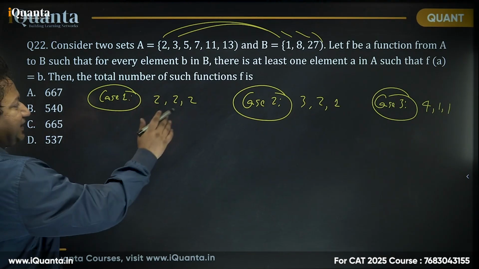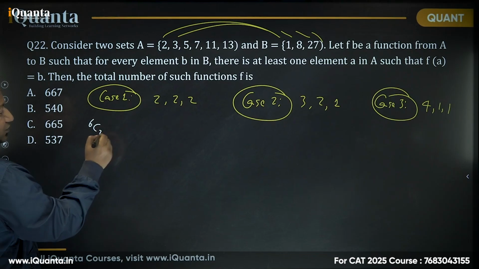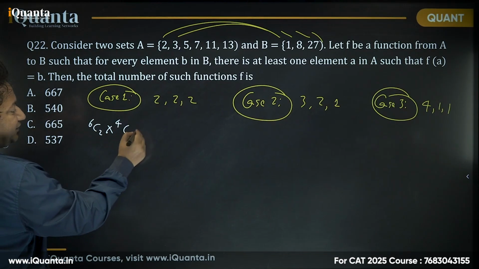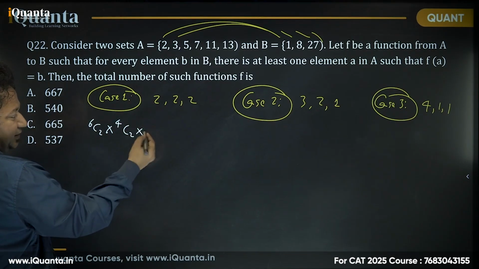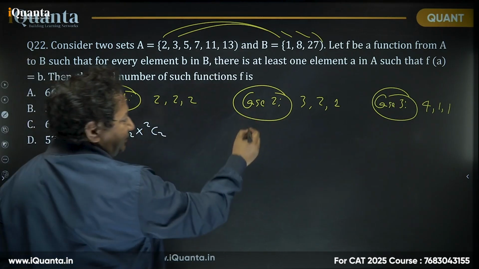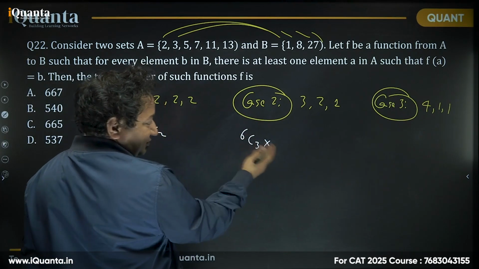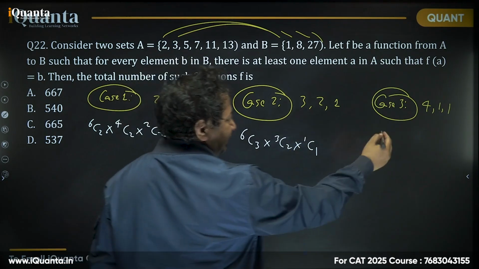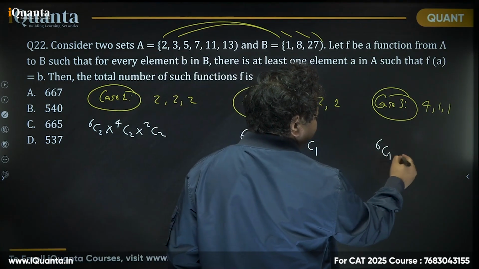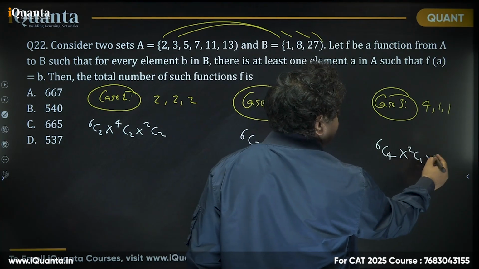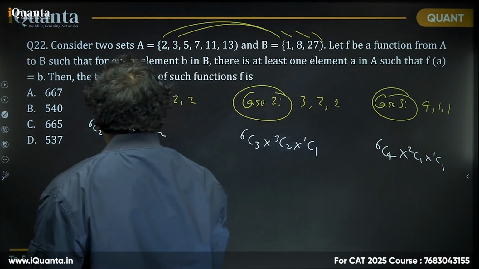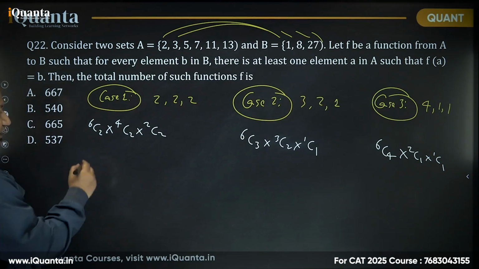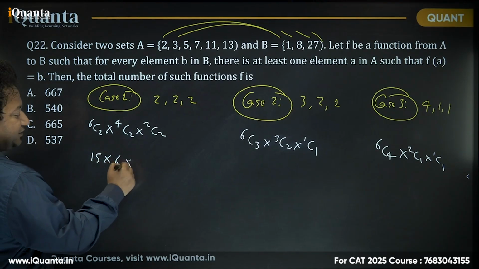So we have 6 things. 2 have been given, 6C2, remaining 4. Again, 2 have been given, 2 have been selected. In the remaining 2, 2 have been selected. Here, out of 6, 3 have been selected. 3 are remaining now, 3C2, 1 is remaining now, 1C1. Here, out of 6, 4 have been selected, remaining are 2, 1 has been selected, and 1 has been selected. That's it. 6C2 is how much? 6 into 5 is 30, 15. 4C2 is 6, this is 1.